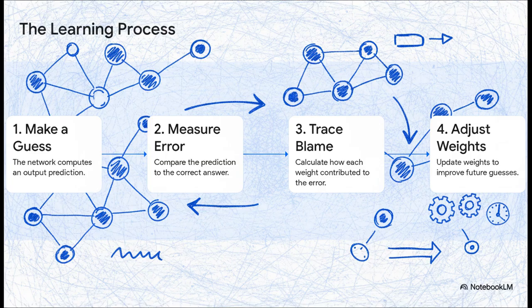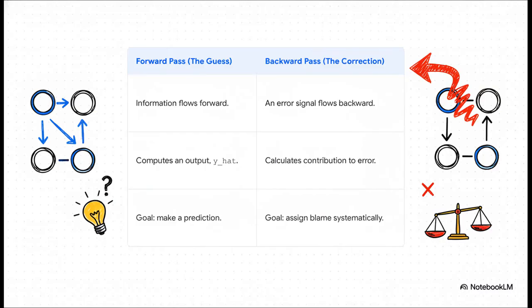Okay, so let's break that little dance down into 4 clear steps. Step 1, the network makes a guess. Step 2, it measures the error. How far off was that guess? Step 3, and this is the really crucial part, it traces the blame for that error all the way back through the network. And finally, step 4, it adjusts all its internal knobs, the weights, based on exactly how much blame each one got.